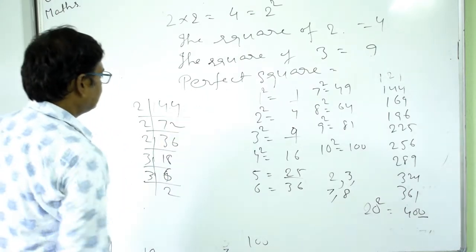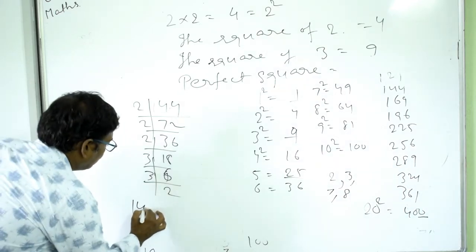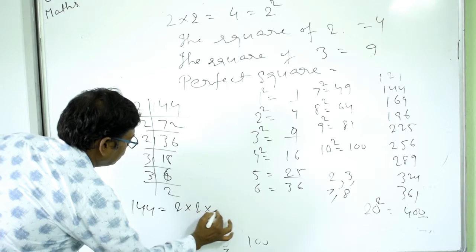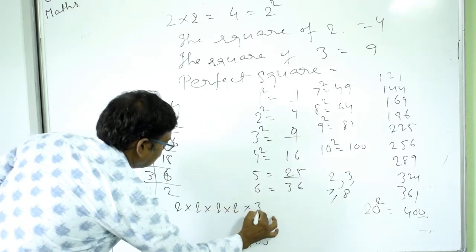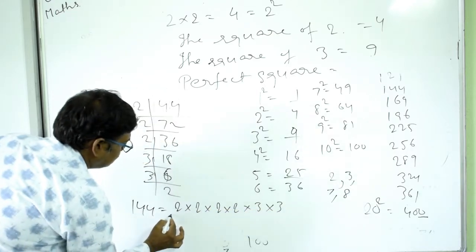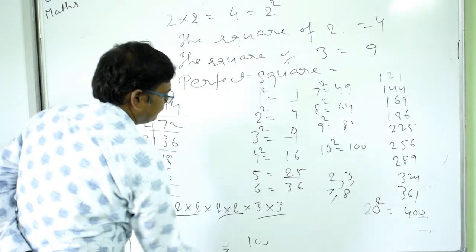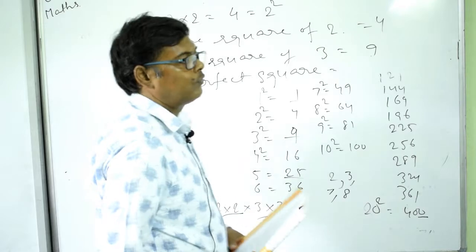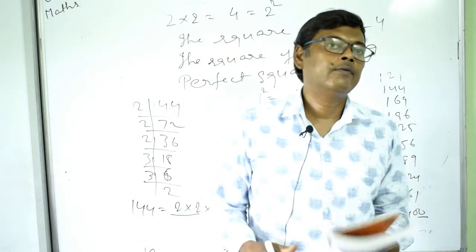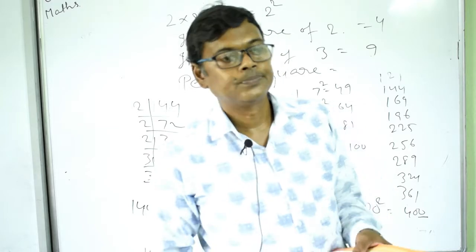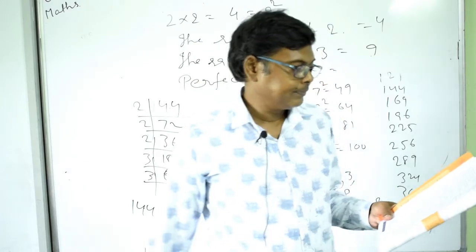Yes, now see that 144 is there. So 144 is equal to 2 into 2 into 2 into 2 and into 3 into 3. Now see that here this is a pair of 2, and this is a pair of 2 here, and this is a pair of 3 here. That is, whatever be the square number, whenever you factorize, the factors must come in pairs always. Okay, so this is the property.